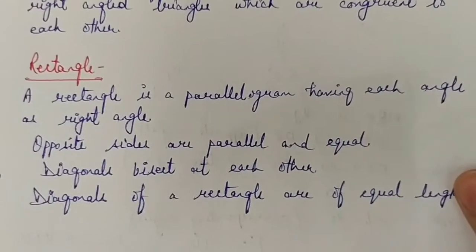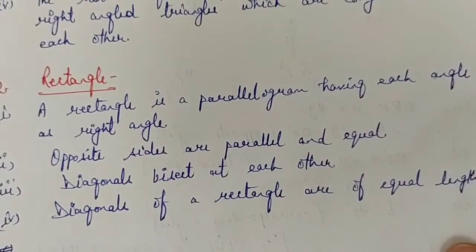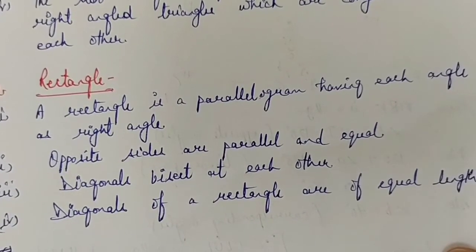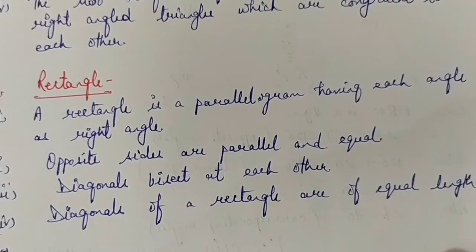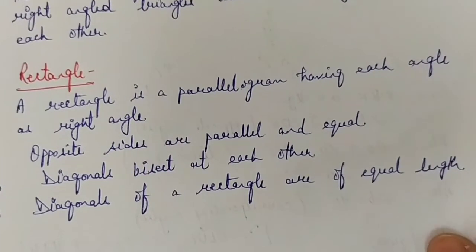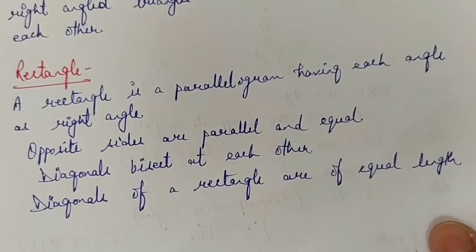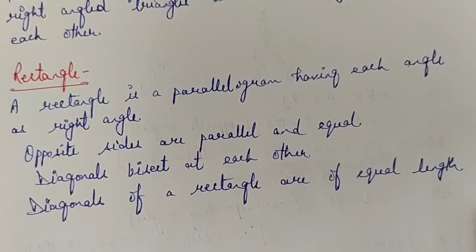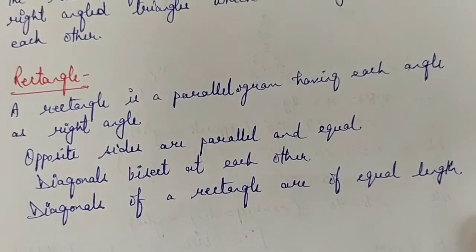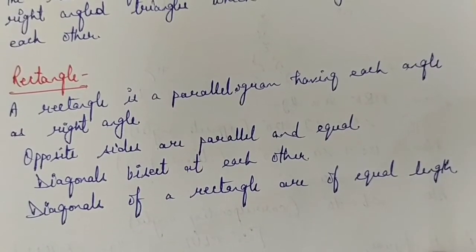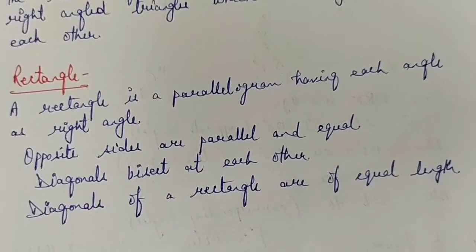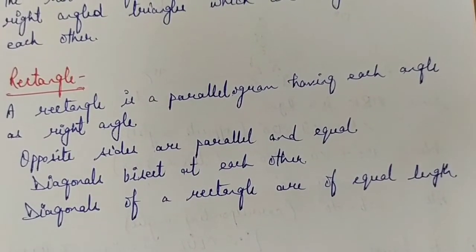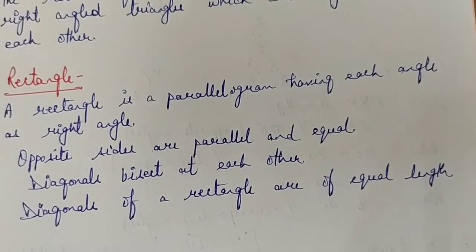Likewise, a rectangle is a parallelogram having each angle as a right angle, and opposite sides are parallel and equal, obviously because it is a parallelogram. Diagonals bisect each other, and diagonals of a rectangle are of equal length. It means parallelogram में diagonals आपके equal length के नहीं होते, but in rectangle the diagonals of a rectangle are of equal length. So these are the properties of rectangle. You can also draw a figure of rhombus and rectangle while you write the properties in your notebook. Okay.